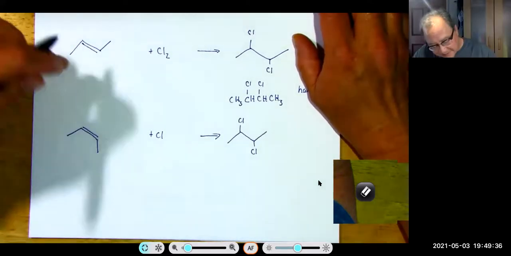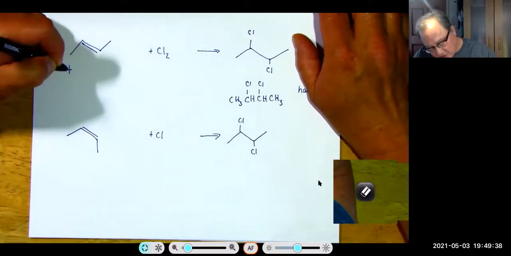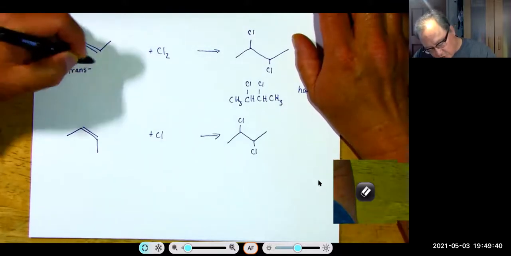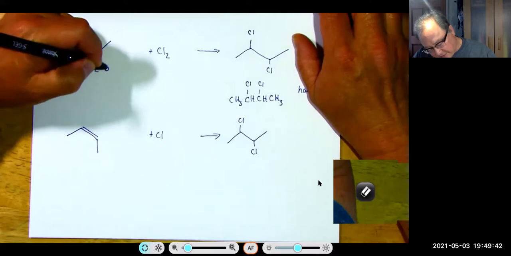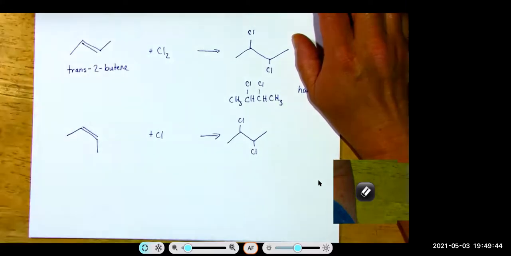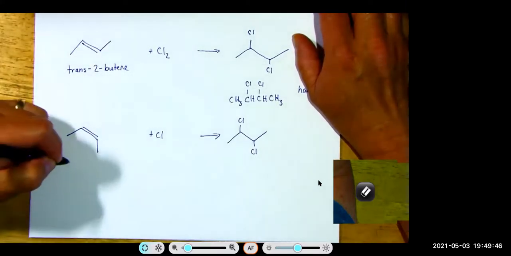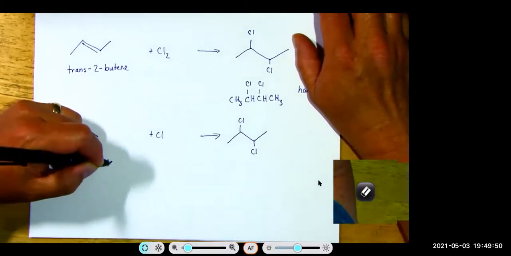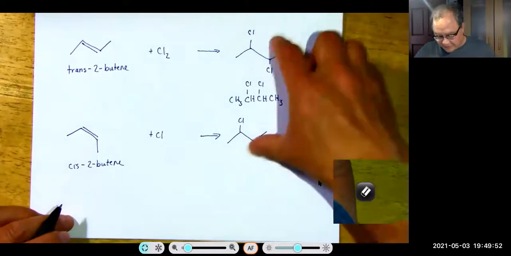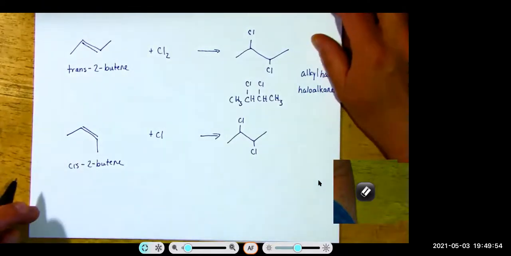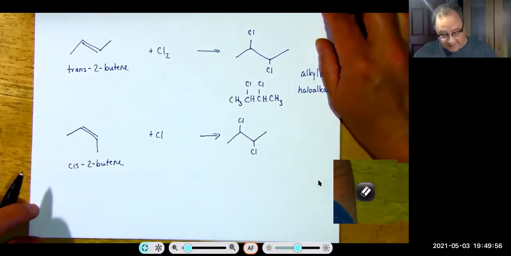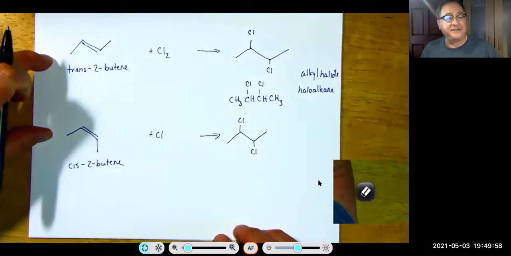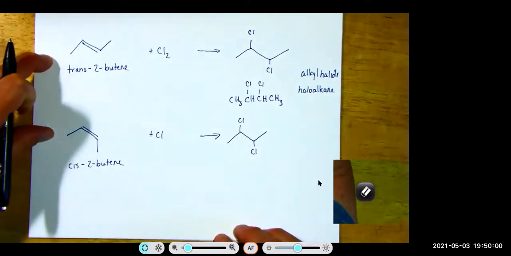What would the name of this guy be? Trans 2-butene, right? Right. And what would this guy be? Cis 2-butene. And they both would result in these molecules, correct? Right, okay. Okay, it's 2 different alkenes. Are these different alkenes? Yeah. Yep.